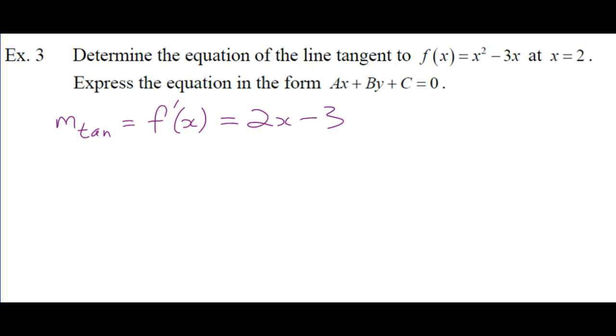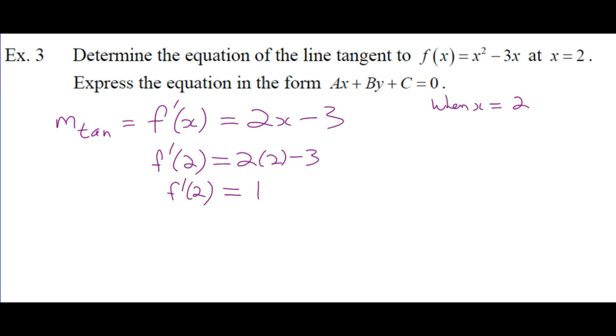Now, we want that slope when x equals 2. So the slope we're interested in is f prime of 2. I'm not going to write an equal sign here because this is not equal. I do need to know the slope at 2. So f prime of 2 is 2 times 2 minus 3, which is 1. And what else do we need? We got the slope, and we need a point. So we know that x is 2, but we need to know the y value. What's f of x, right? So when x equals 2, f of x is equal to 2 squared minus 3 times 2, which is negative 2, right? We got 4 minus 6, negative 2. So the point is 2, negative 2.